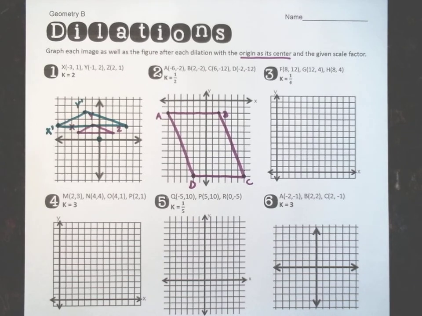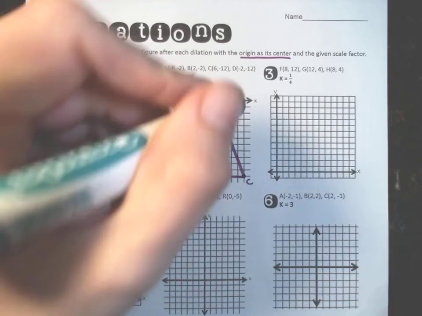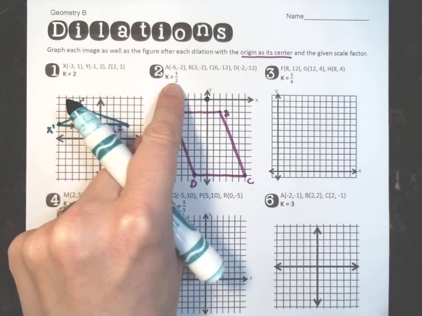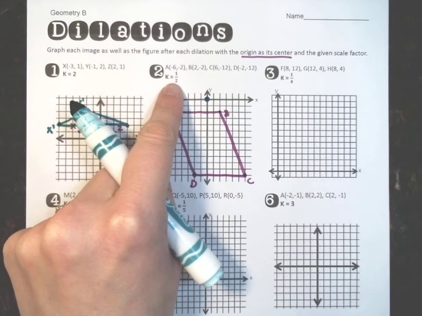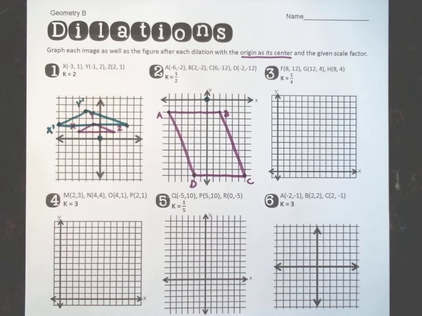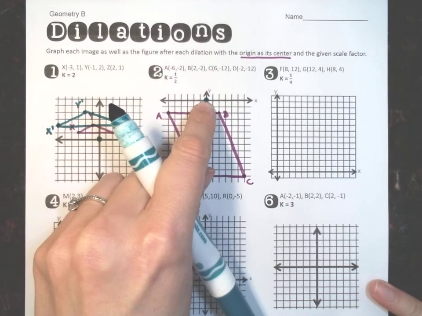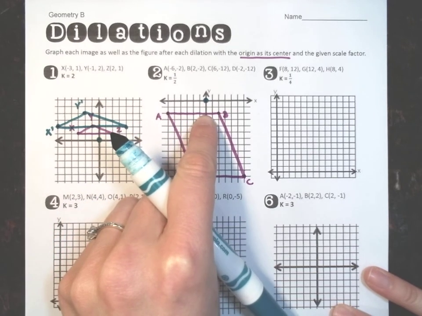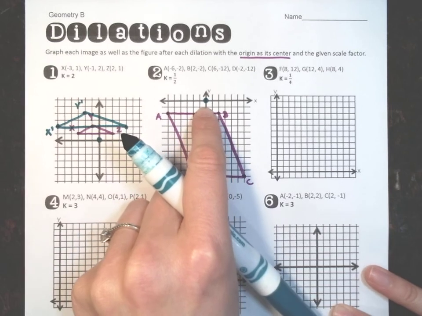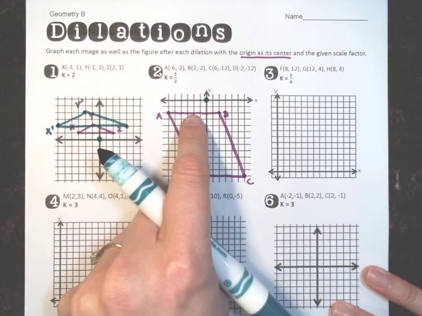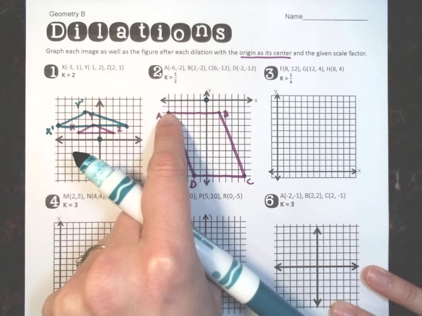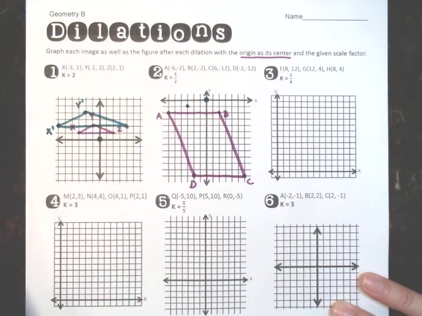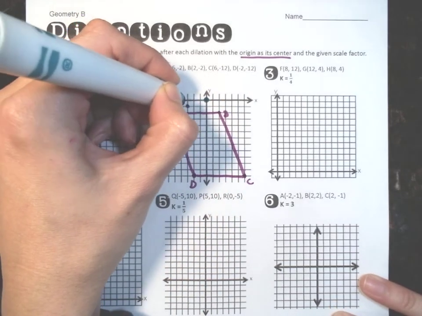Okay, so now that we have that, we will mark our center. And you'll notice that our scale factor is half. So we are going to have to cut in half all of the distances. So for example, to get to A from our center, we had to go down 2. So now instead of going down 2, we're going to go half of that, which would be to go down 1. And then we had to go over 6. So we're going to do half of that as well, which means we'd only go down 1 and to the left 3. And that would be A prime.